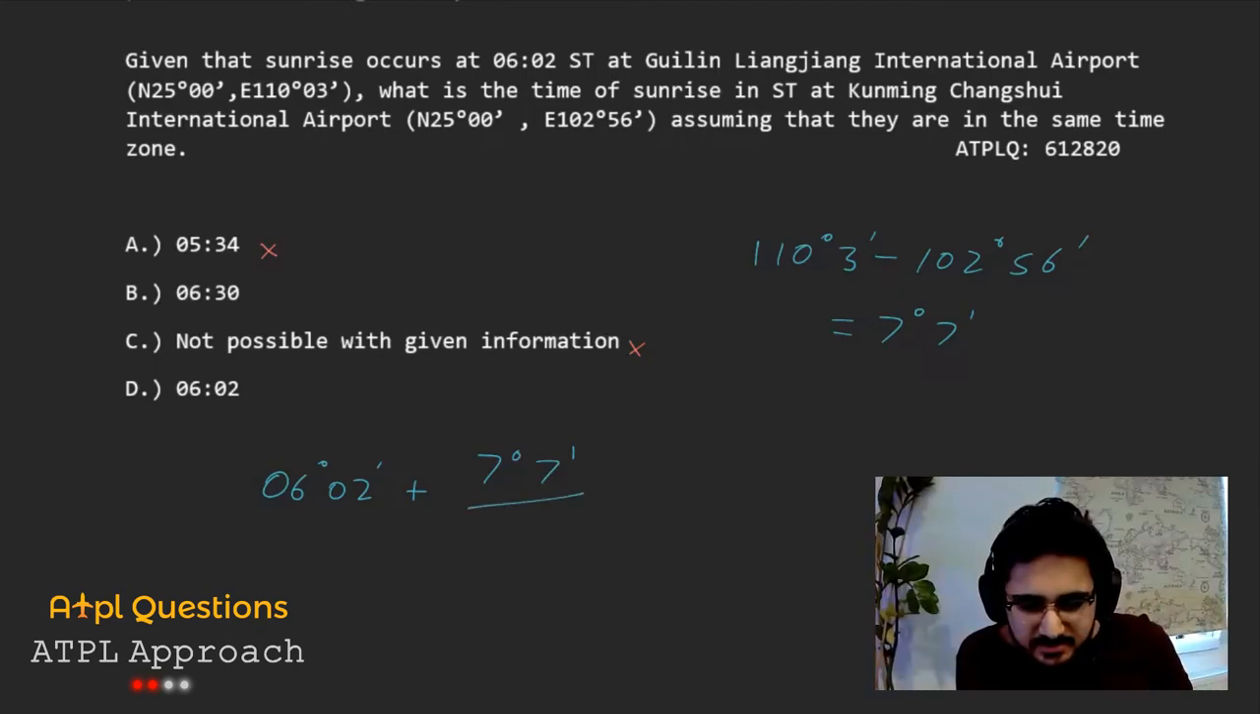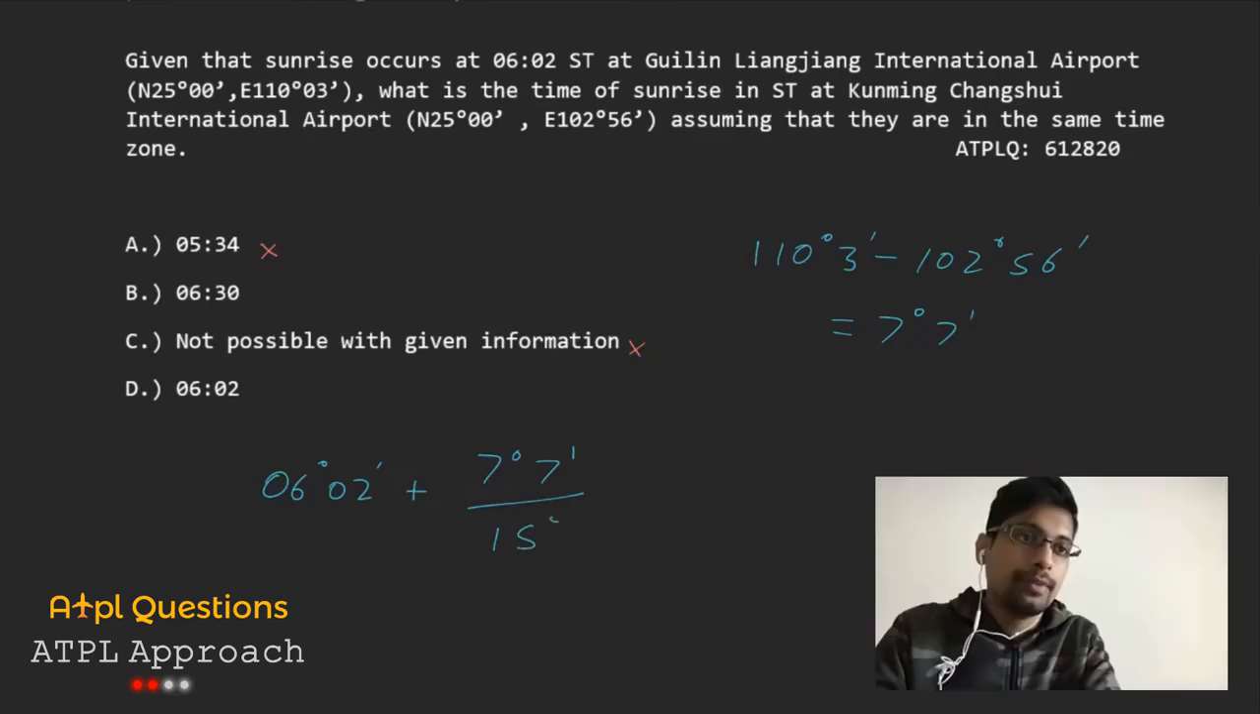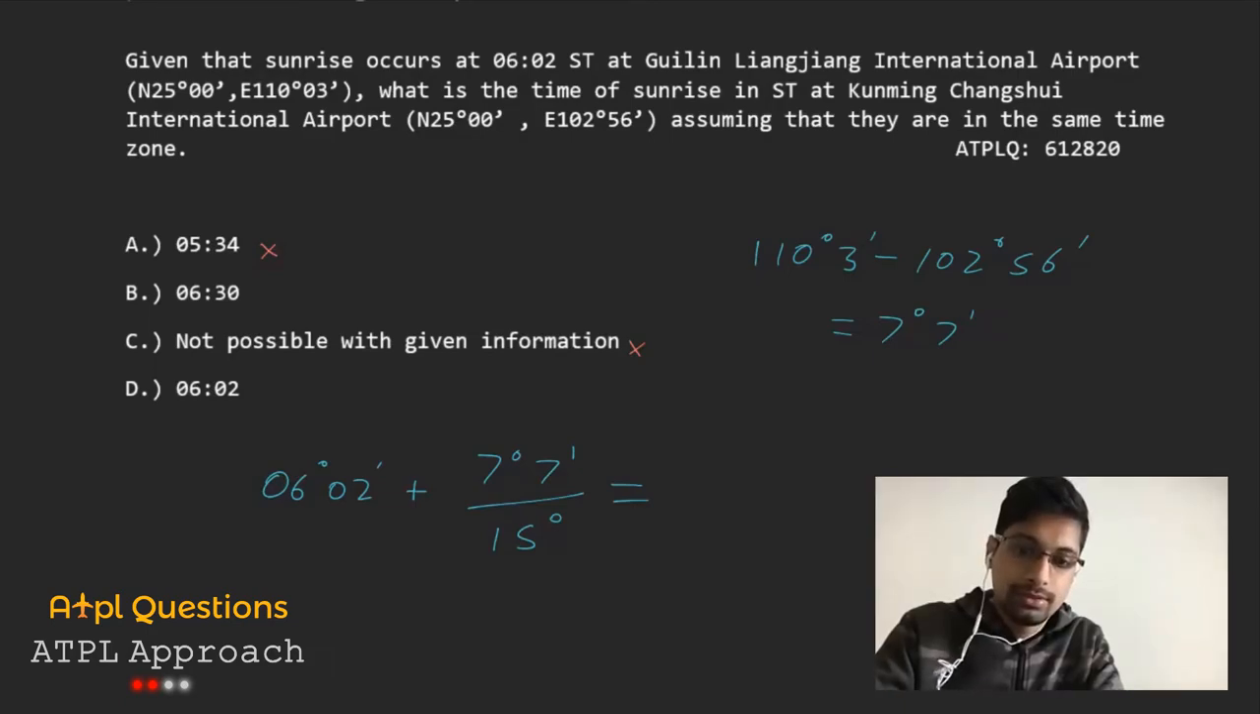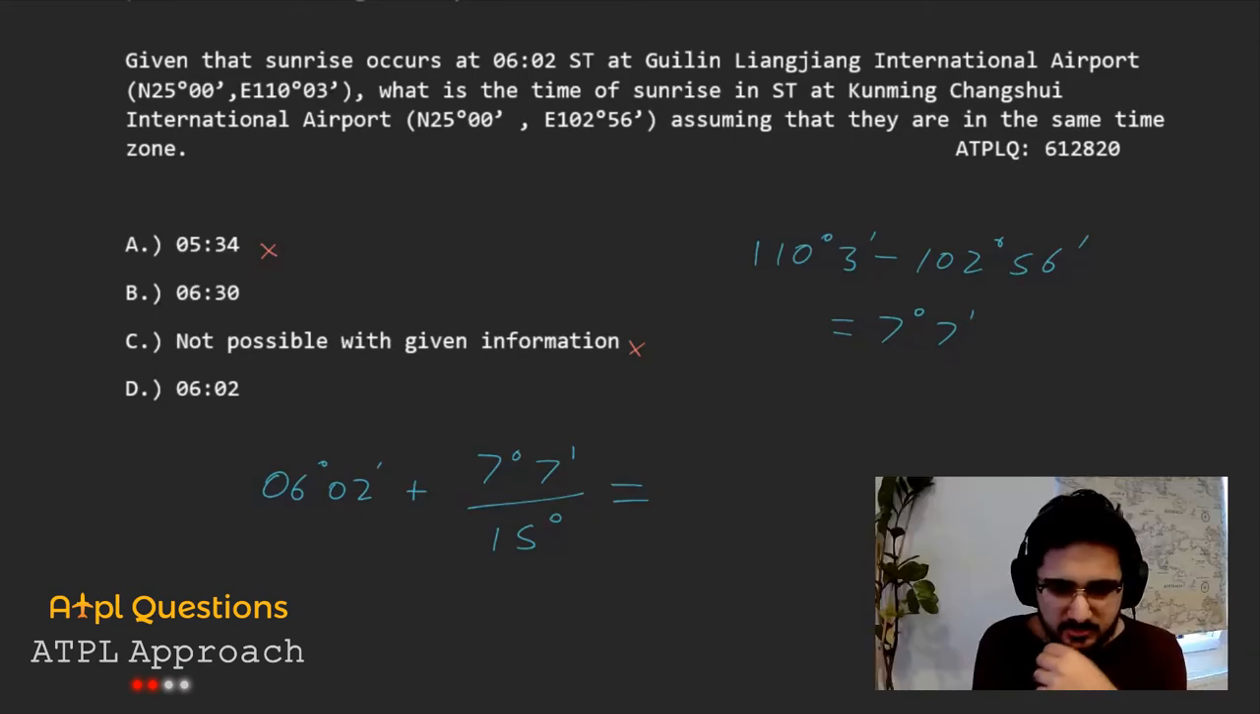So 7 degrees 7 minutes divided by 15. So this is your change, and then you divide it by 15 because it's 15 per hour. And then that's going to be your answer. So give that a go on your calculator. Tell me what you get. 6 degrees, 30 minutes, 28 seconds. Yep. So what's our answer?